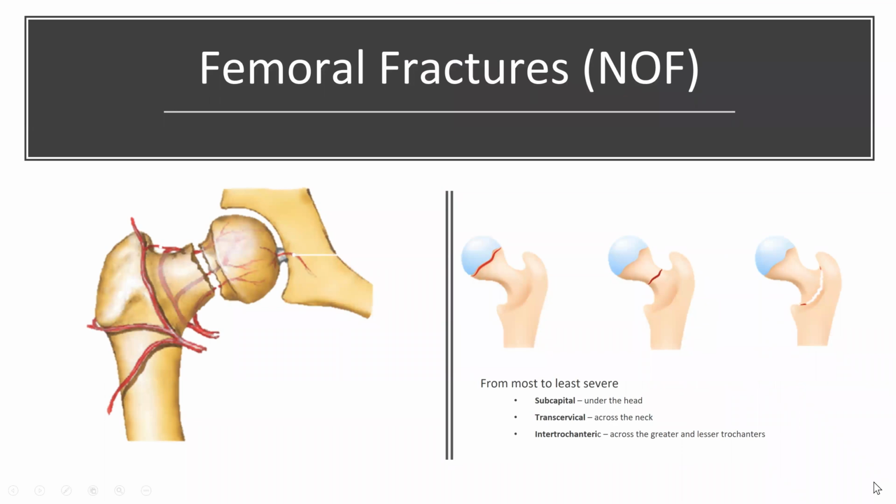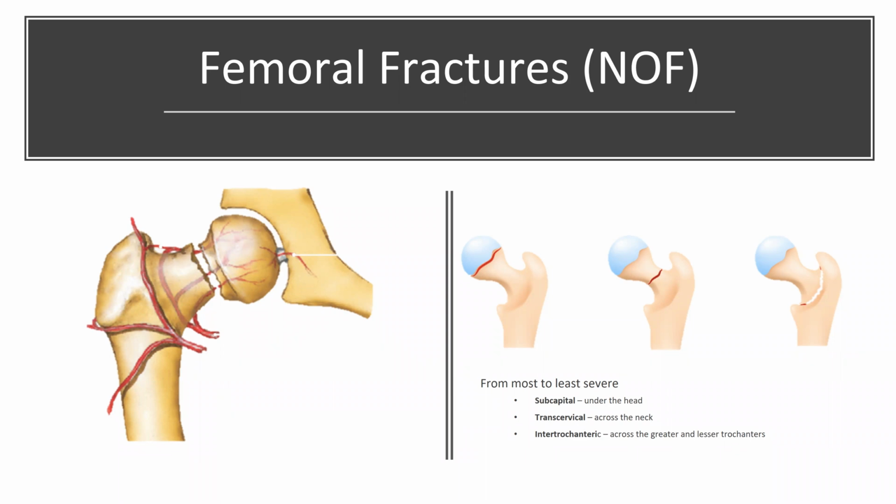We're going to move a little bit lower now to femoral fractures, or most likely neck of femur fractures. From the most to least severe, there are three types of neck of femur fractures. There's a subcapital, which is under the head, transcervical, across the neck, and intertrochanteric, which is across the greater and lesser trochanters. And why do we care about this?